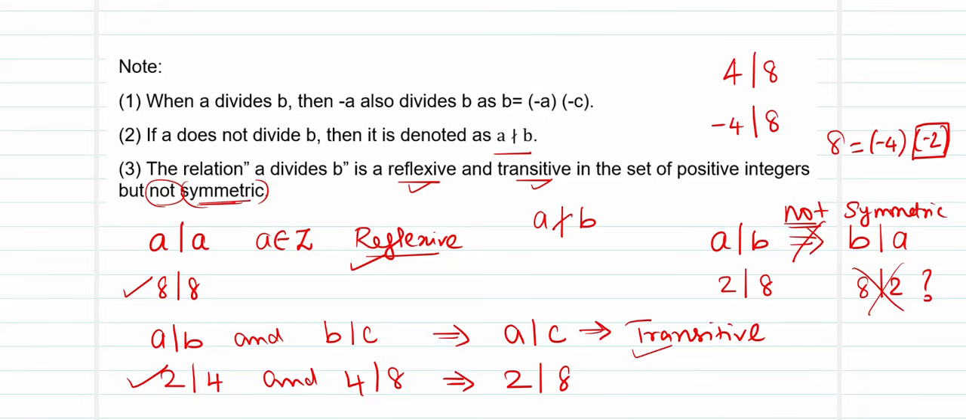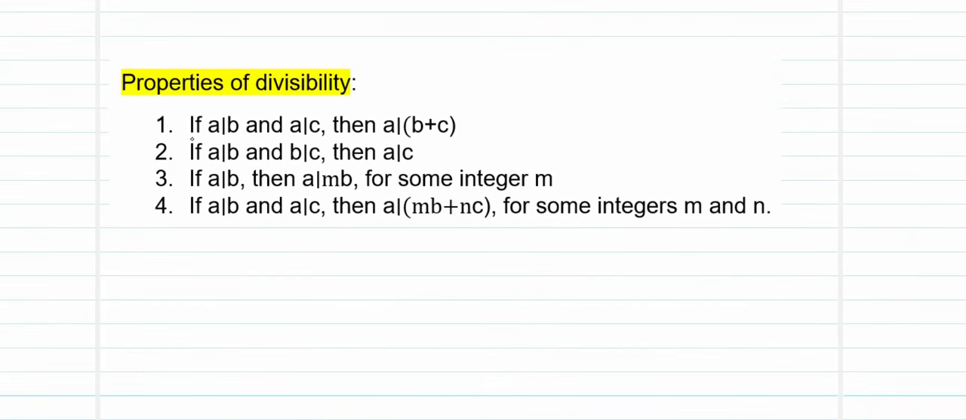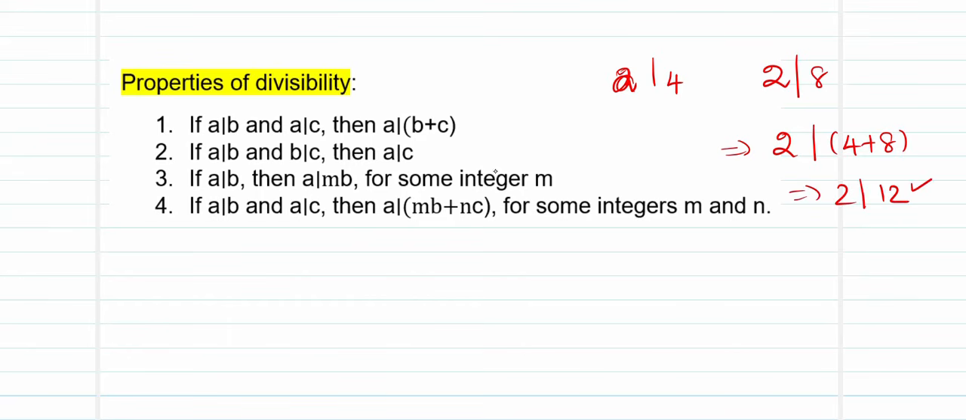Next, we will move on to some properties of divisibility, which says that if A divides B and A divides C, then A divides B plus C. Like 2 is going to divide 4, 2 is going to divide 8. This implies 2 divides 4 plus 8, which is 2 divides 12. Yes, that's going to be true. If A divides B and B divides C, then A divides C. This is nothing but the transitive rule which we have seen in the last type.